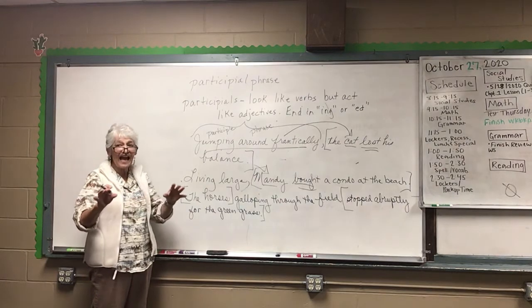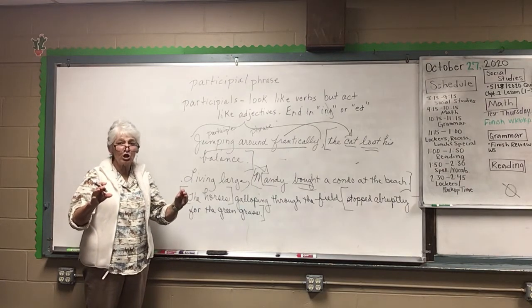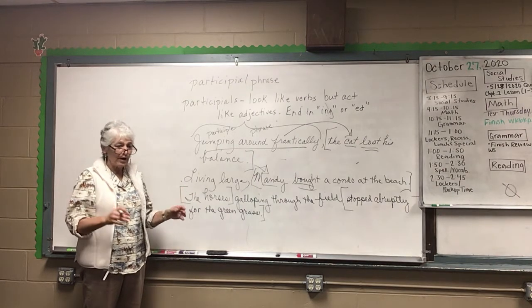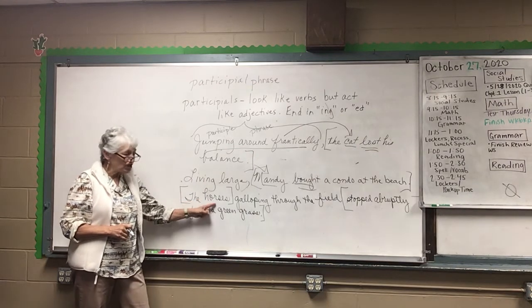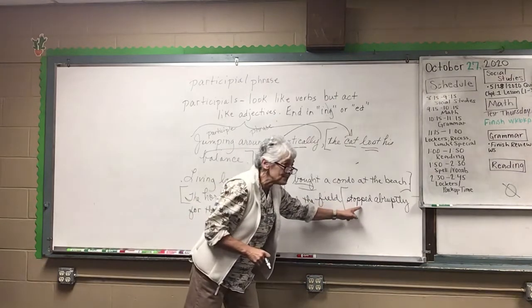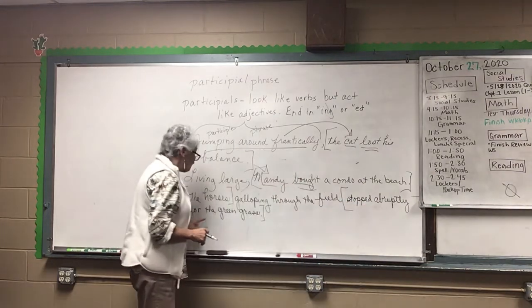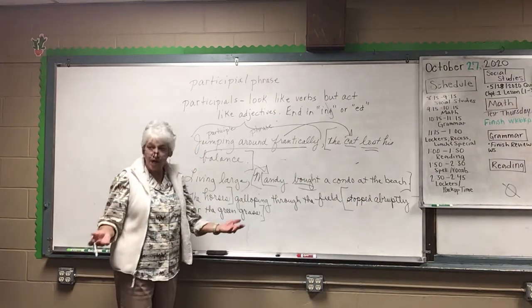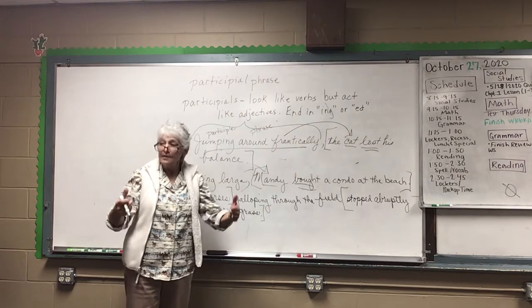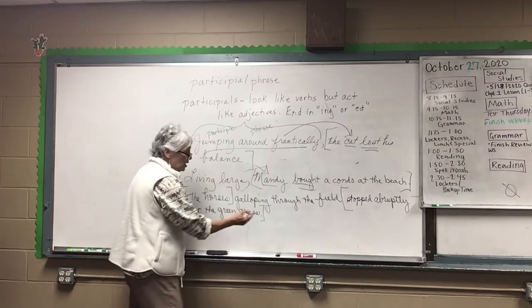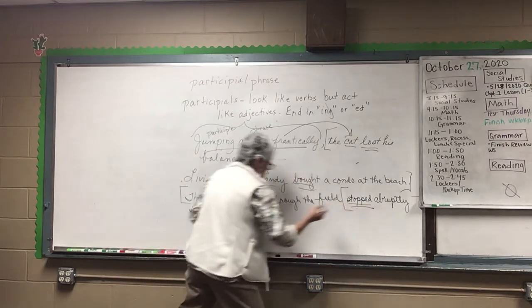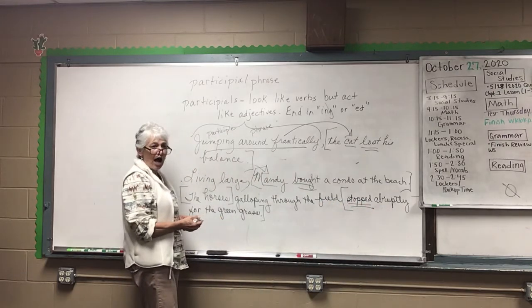Now let's say this independent clause together. Eyes on the board, ready. The horses stopped abruptly for the green grass. Doesn't that make sense? Now let's check it for subject and verb that can stand alone. Here's my verb, stopped. Who or what stopped? Horses.